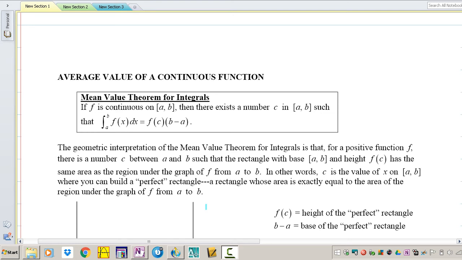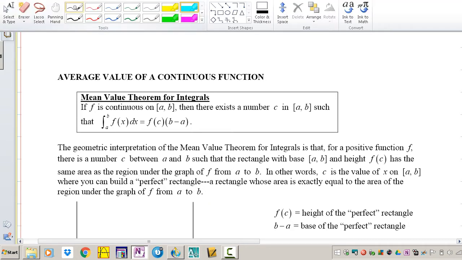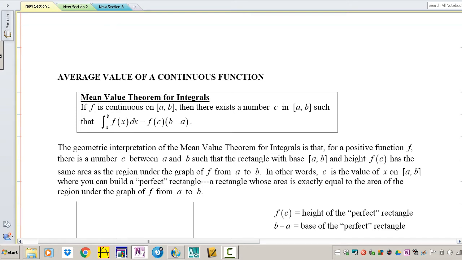Hey guys, welcome to average value of a continuous function. In this lesson, we're going to be learning the mean value theorem for integrals. In semester 1, when we were learning derivatives, we learned the mean value theorem for derivatives, except that I didn't call it that because that's all you guys knew. So let's do a quick review of what the mean value theorem for derivatives was.